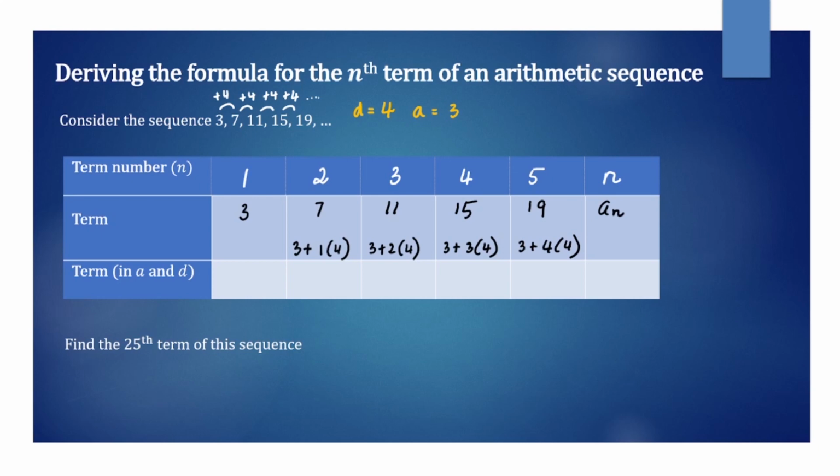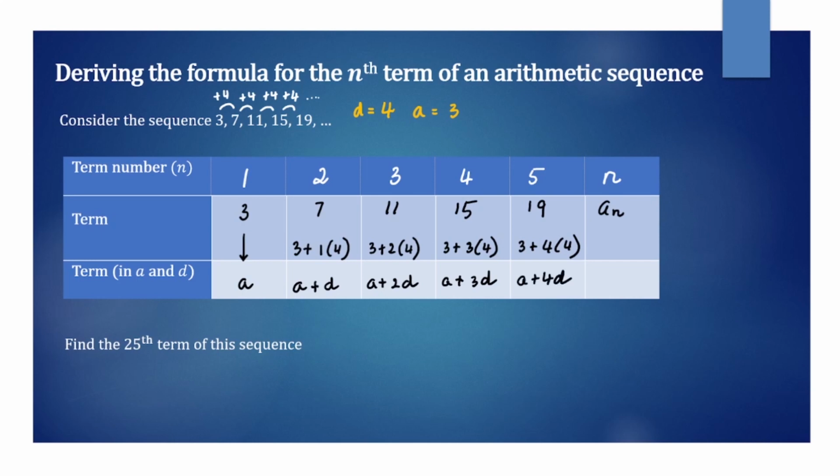We'll write these terms now in terms of a and d. So as we mentioned, a is 3, so we'll call that a. The second term we have is a plus 1 times 4, and 4 was d, so that's a plus d. The third term is a plus 2 times the common difference, d. The fourth term, a plus 3d. The fifth term, a plus 4d.